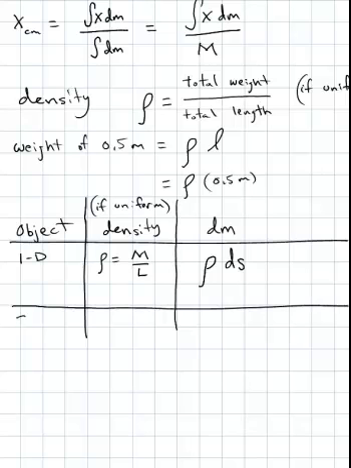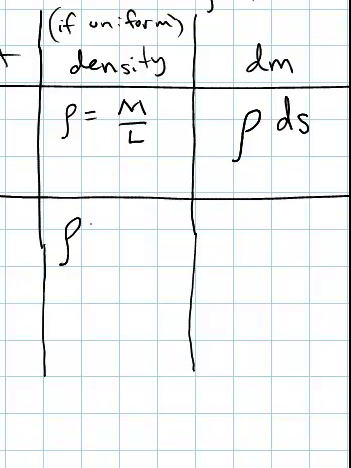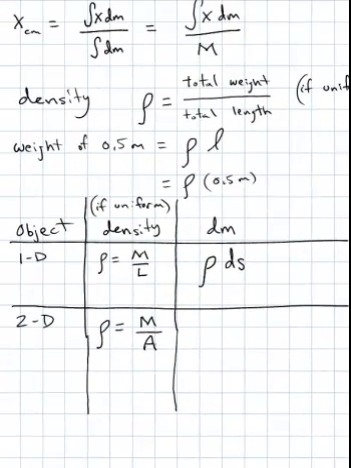Let's look at a two-dimensional object, so something that has area. Then our density is going to be the total mass, this is mass density, over the total area. And what's dm? dm is going to be the density multiplied by some area element, dA. And that depends on your coordinate system. If you're just in a rectangular coordinate system, dA would be dx dy. If you're in polar coordinates, you'd have a different dA there.